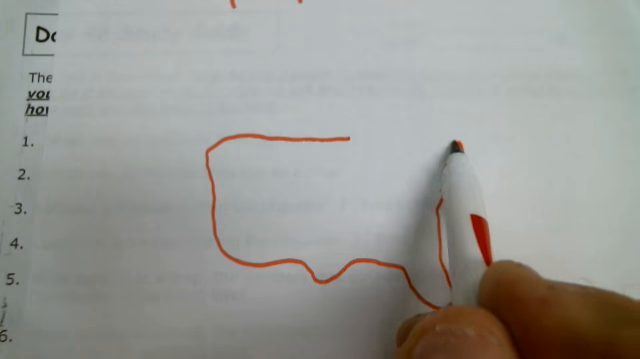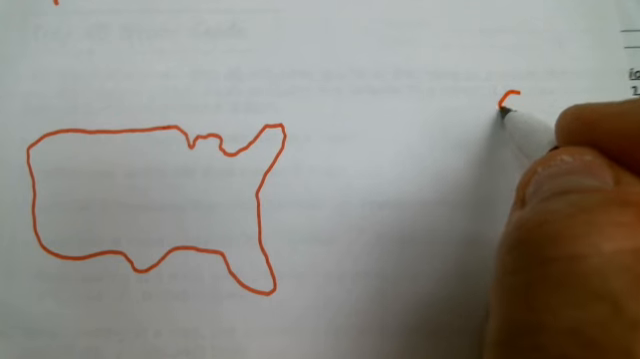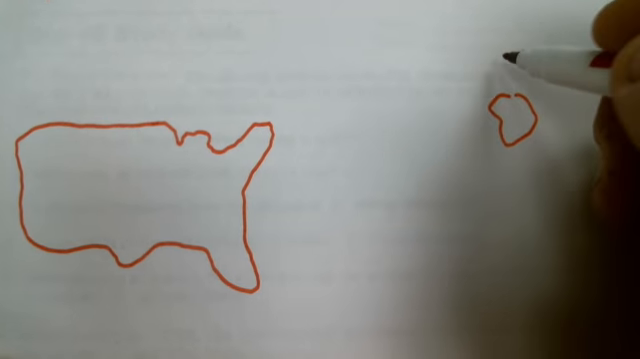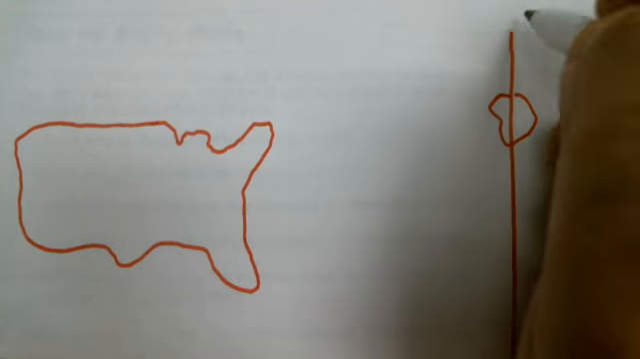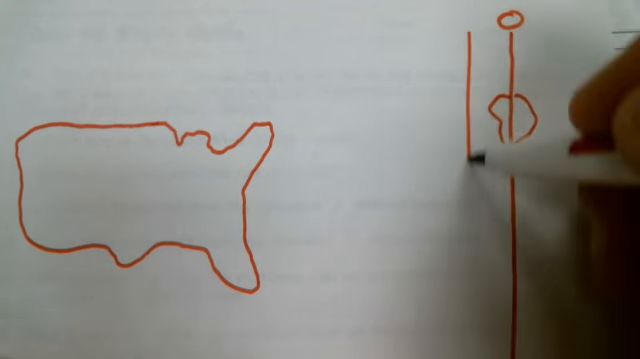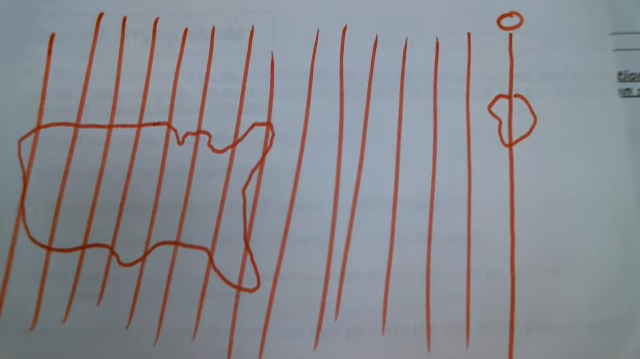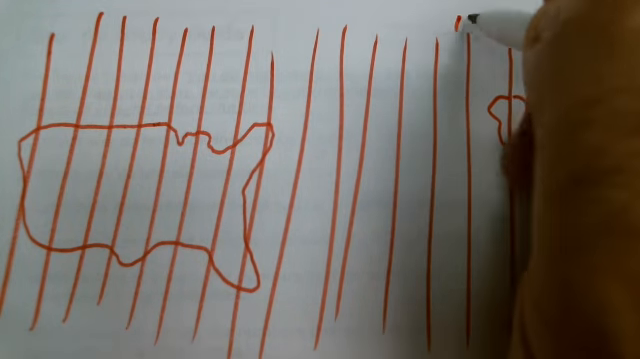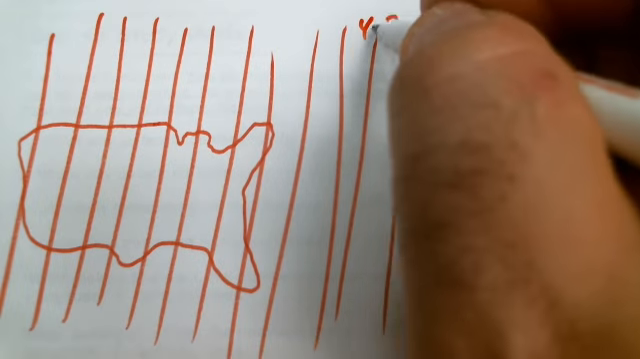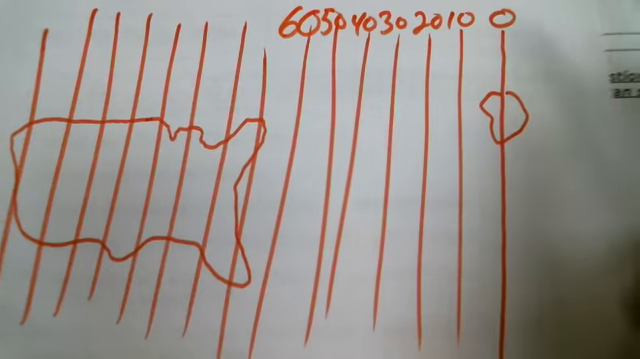Let me try to draw a little map here. We have the United States, sort of something like this. And then we have England way over here. Okay, there is a line of longitude that runs through England, and we label that 0. And then we have a bunch more lines that run vertical. These are all lines of longitude. They run up and down, but they tell us how far west of England we are. So this would be 10 degrees, 20, 30, 40, 50, 60.